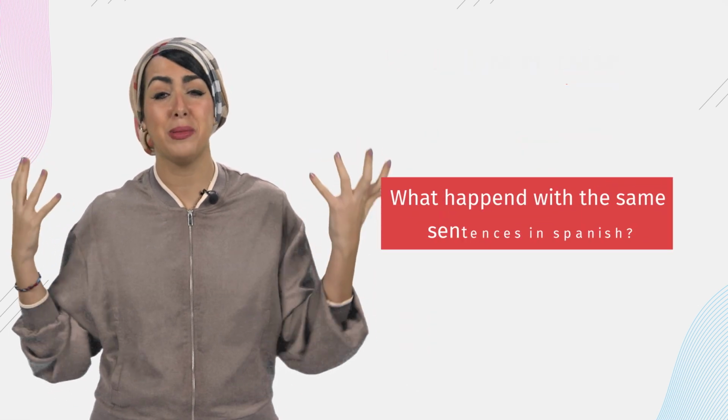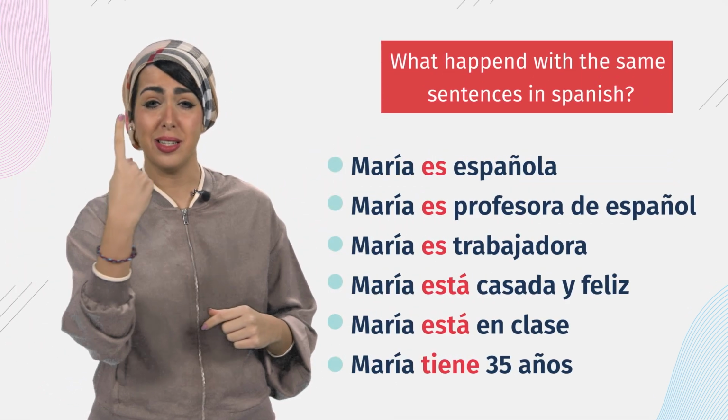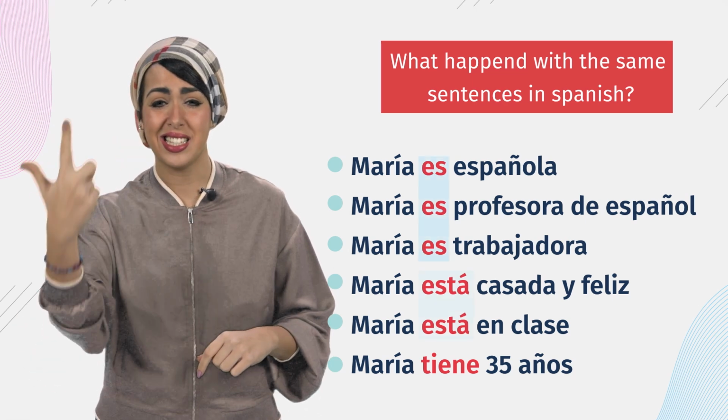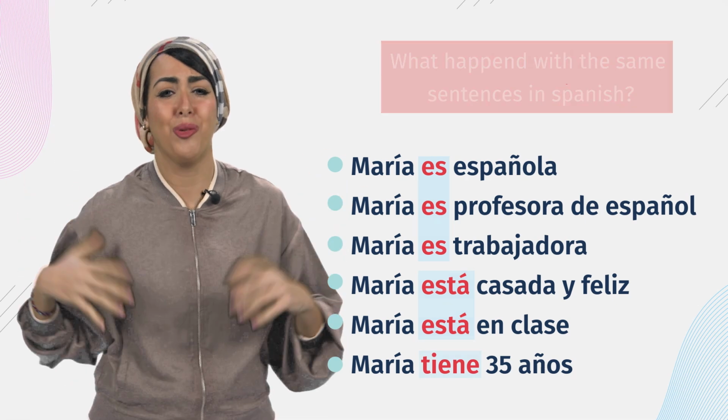What happened with the same sentence in Spanish? The verb is in Spanish equals 3 different forms. Es, está, and tiene. How? Well, first, don't panic, alright? Languages are not the same. Sometimes they have their own similarities and also sometimes they have their own differences.